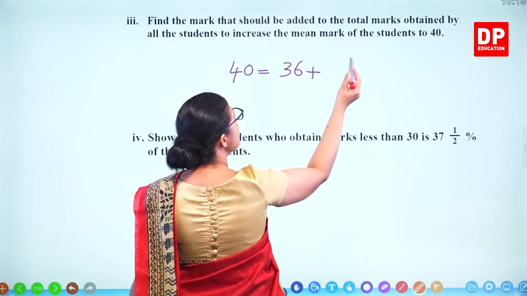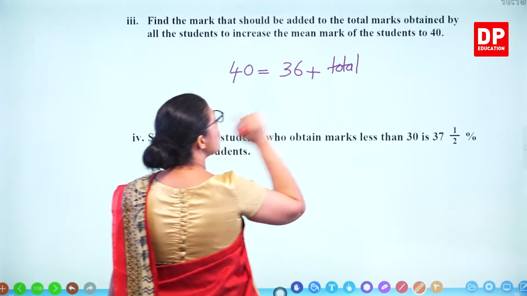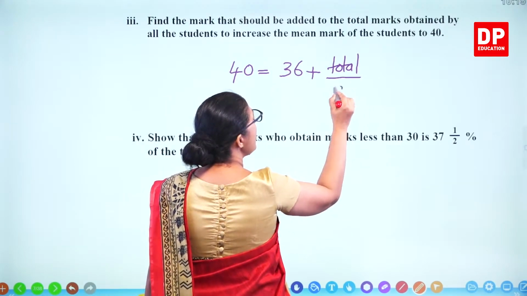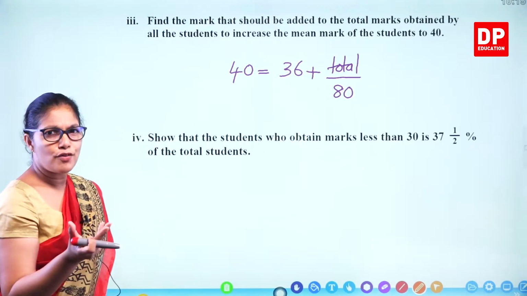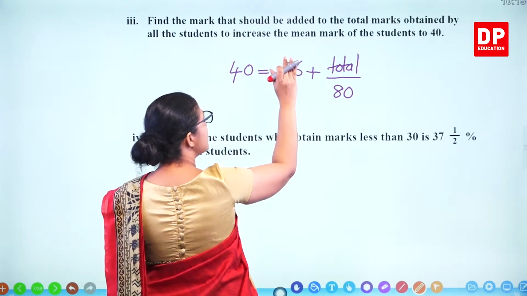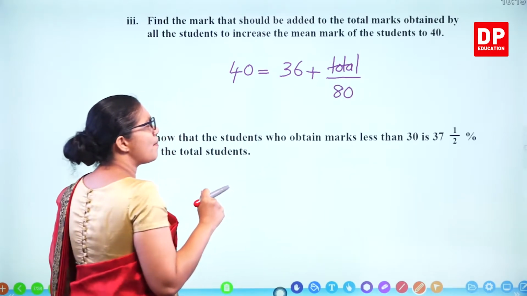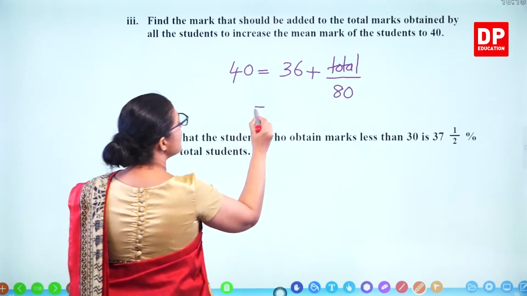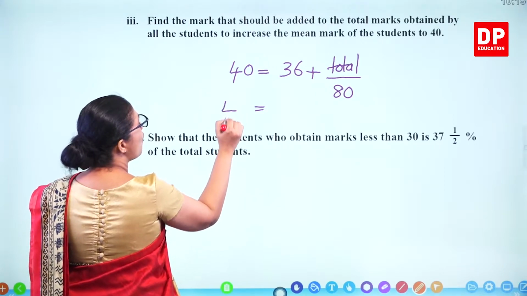Now the total, we don't know, total divided by 80. So that's what we need now. So we have to find the total. New mean is 40. That means 36 plus the increased amount. How do you find the increased amount? 40 minus 36 is 4.